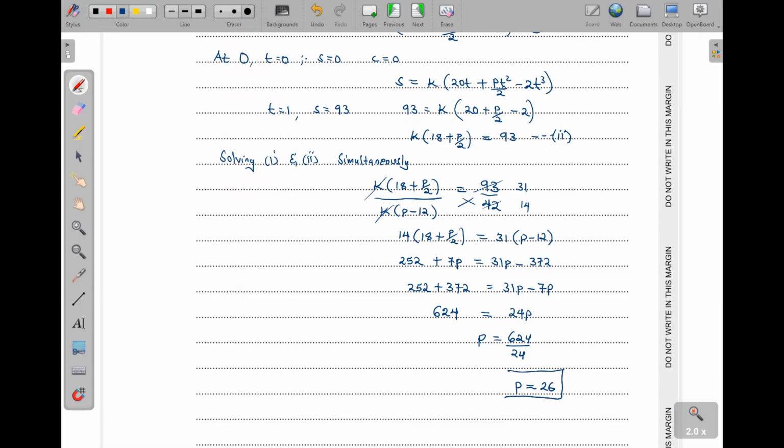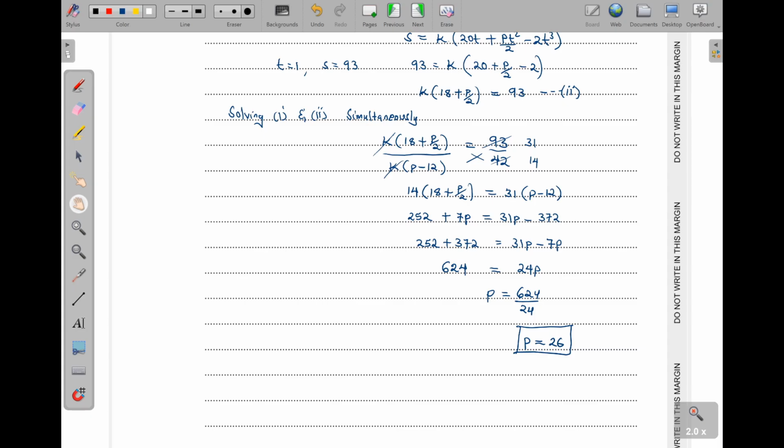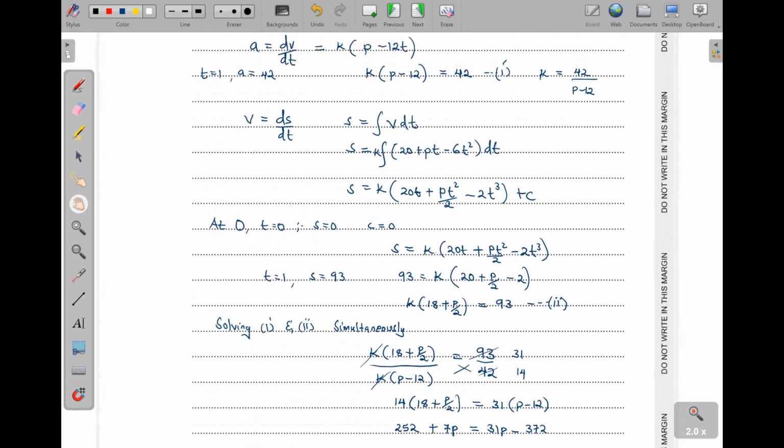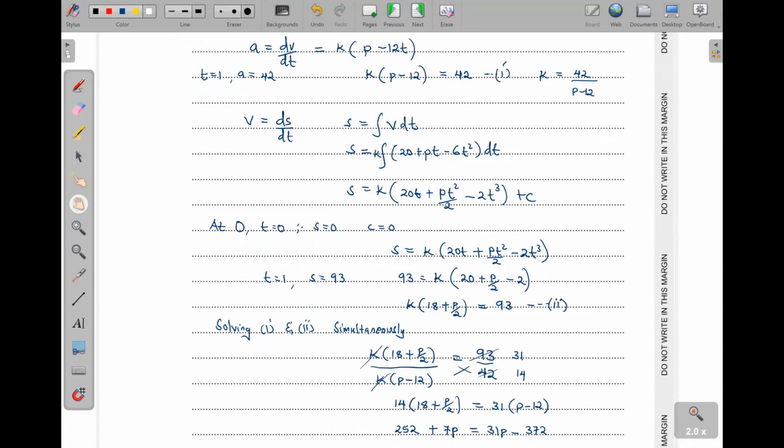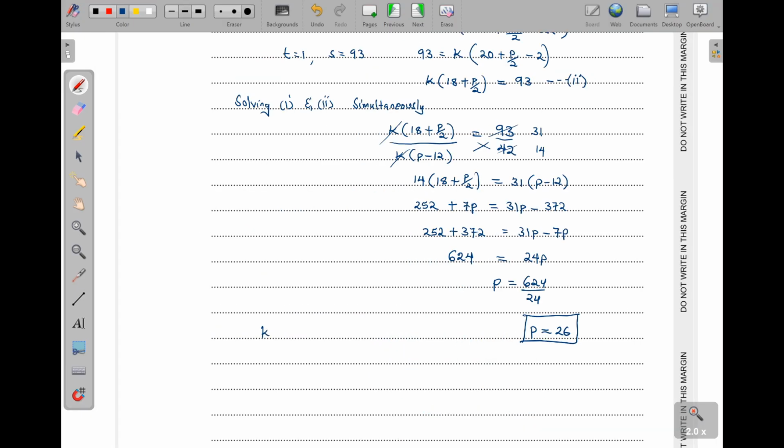P is 26. Now I can find the value of k using any of the two equations. I can use this first one here. k is going to be equal to 42 over (p minus 12). It is 12, sorry.